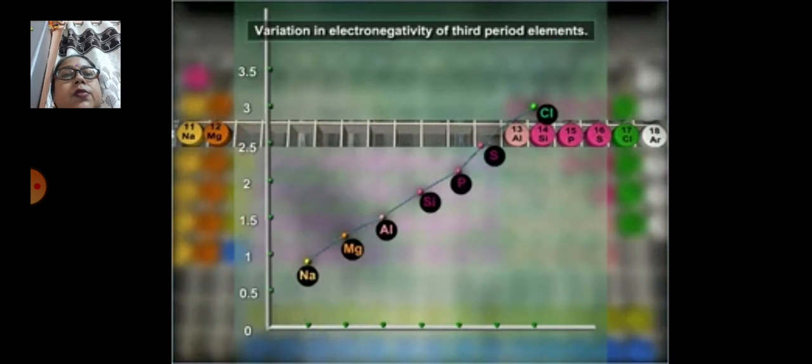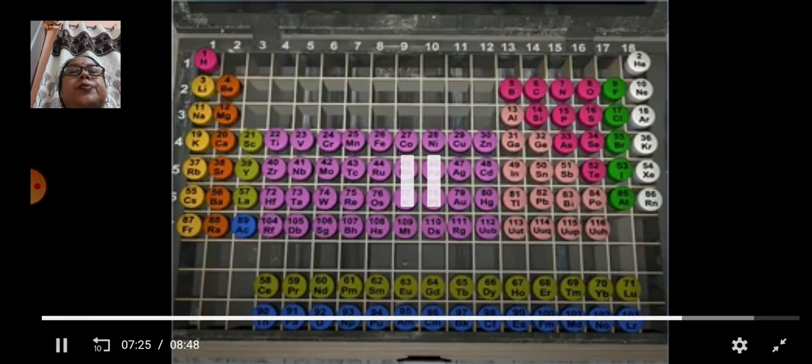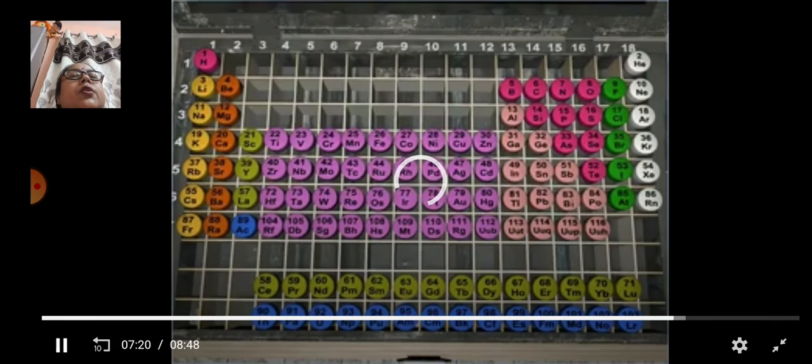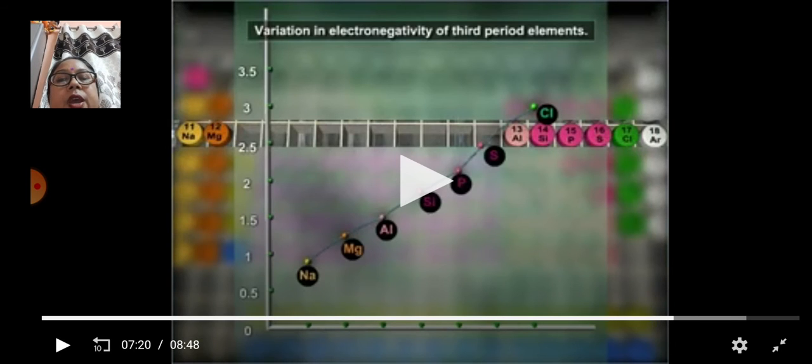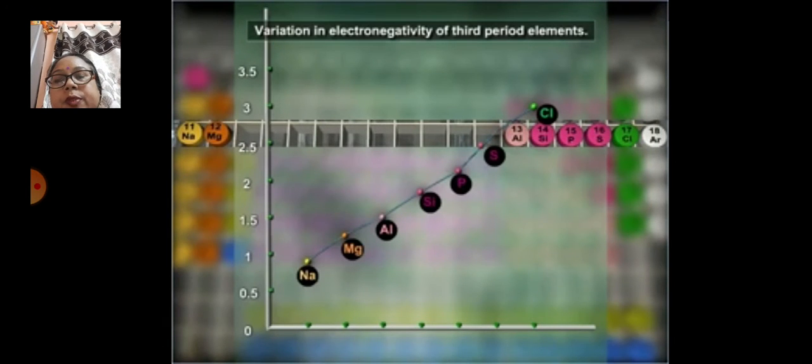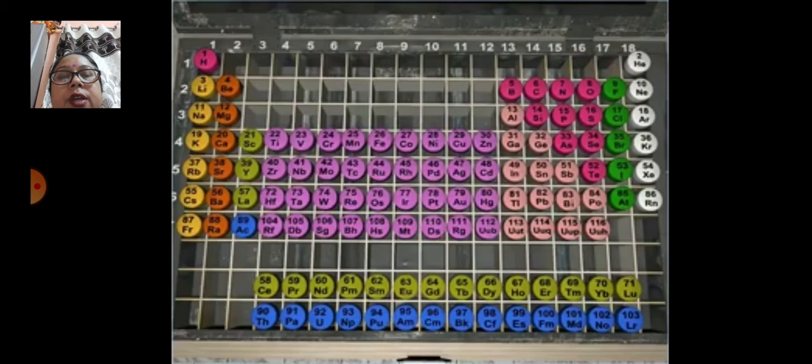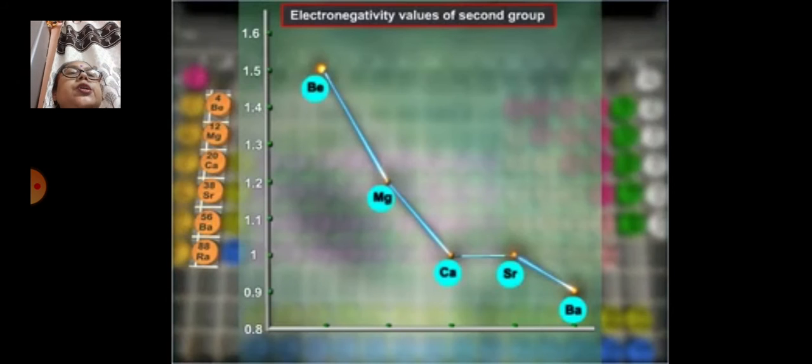And the variation of electronegativity of the third period has been shown graphically. On the other hand, electronegativity decreases down the group as the attraction between the nucleus and valence electron decreases. For example, electronegativity can be depicted as shown graphically for the second group.